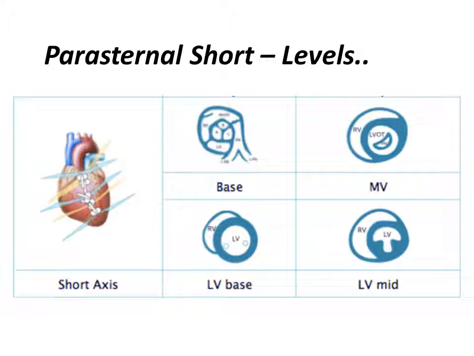When you tilt a little bit more down, you get a left ventricular mid-level view, or what is called a papillary muscle view, because you see the two papillary muscles. And then when you tilt it further, you get an LV apex view. So these are the three views of the left ventricle that you get when you do the parasternal short axis. After tilting it down for all these levels, you start tilting it back so that it comes to the neutral position, and then you tilt up.